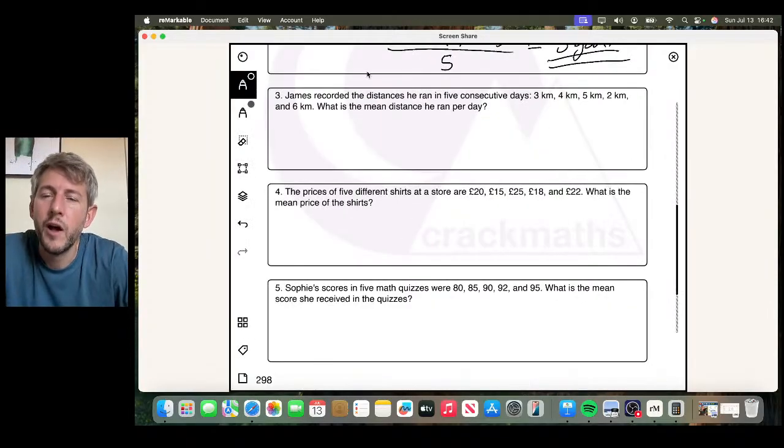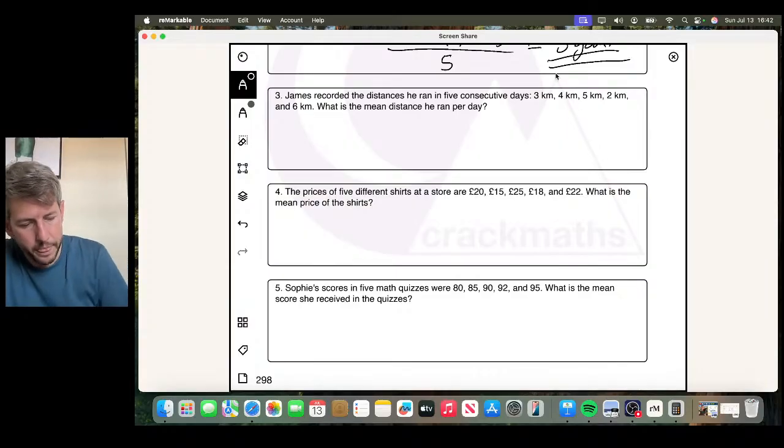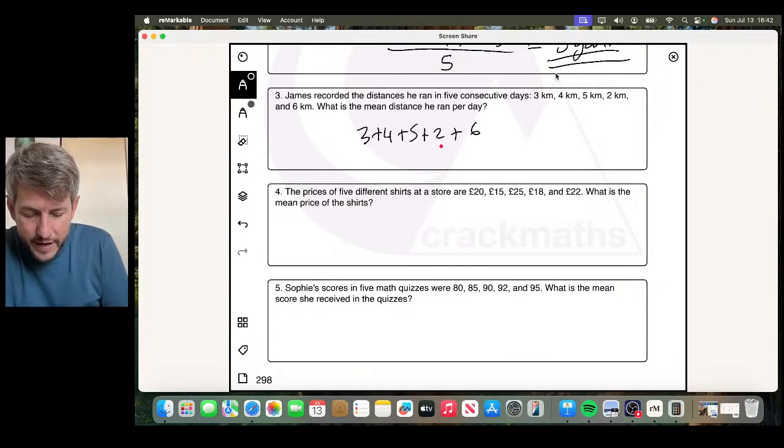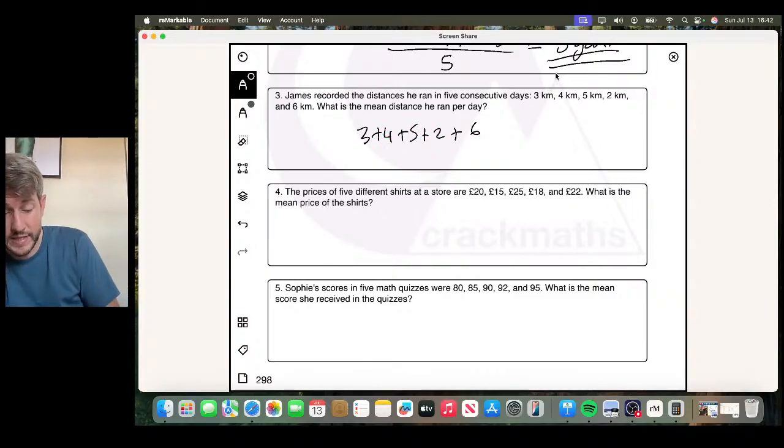Next, James recorded the distances he ran in 5 consecutive days: 3, 4, 5, 2 and 6. What is the mean distance he ran per day? So 3, add 4, add 5, add 2, add 6. So 3 add 2 is 5, add 5 is 10, add 4 is 14, add 6 is 20. So this equals 20 over 5, which will be 4 km.